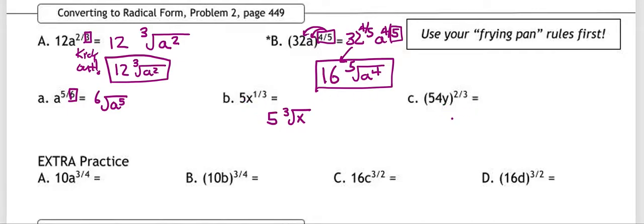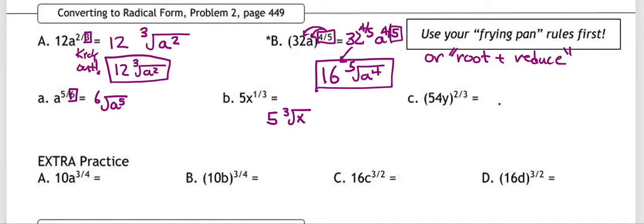Oh boy, this one. I'm not excited about this, but here we go. You can try the frying pan rules, or you can do this other method, which I call root and reduce: you write it as a root, and then you see what reduces. This one's going to be kind of ugly. You're only going to see one of these, so don't worry about that.